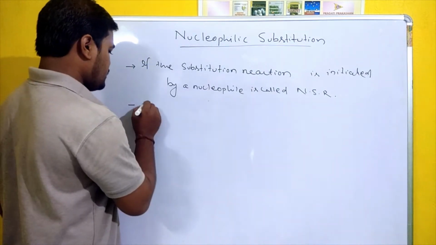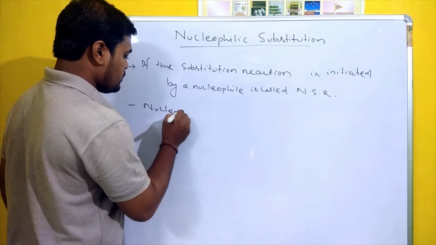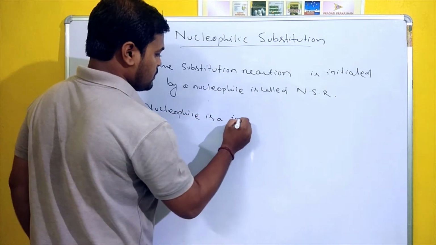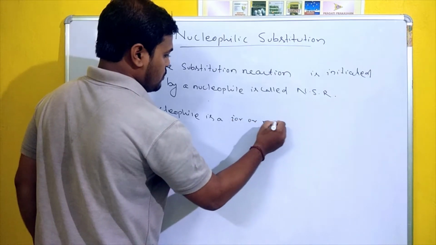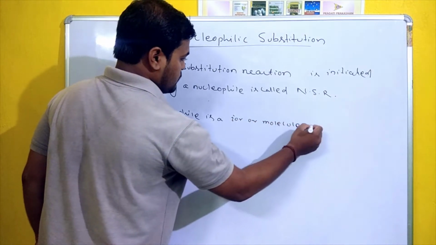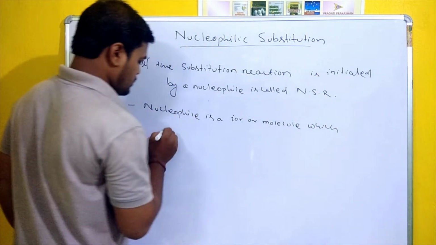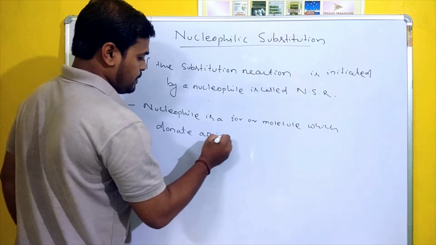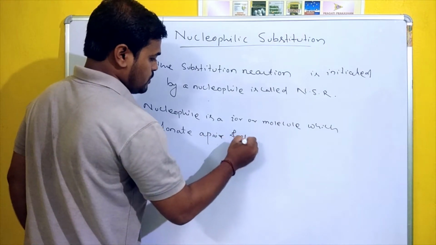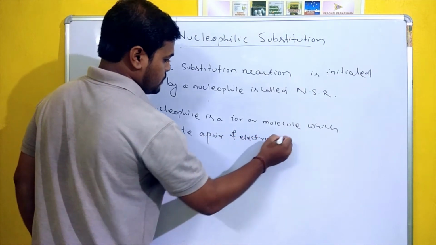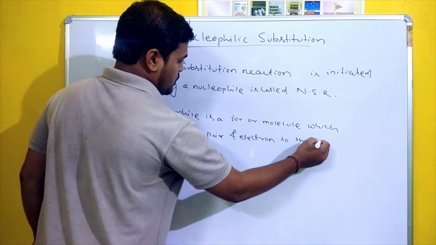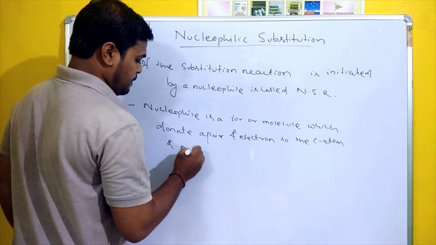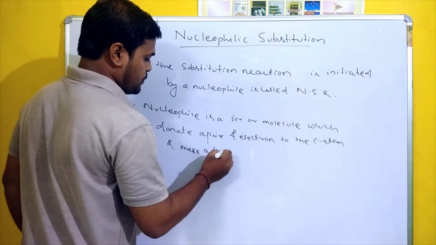So a nucleophile is an ion or a molecule which donates a pair of electrons to the carbon atom and makes a bond.